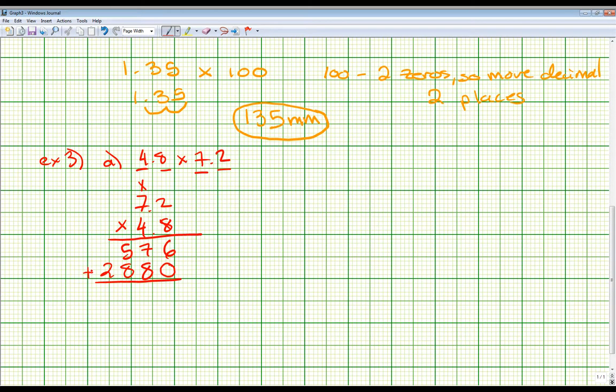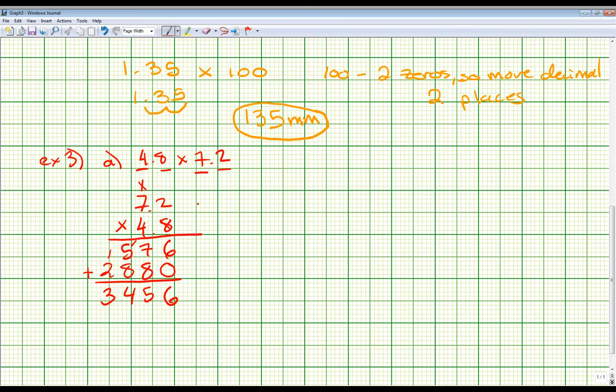Now I'm going to add up my two rows. 6 plus 0 would be 6. 8 plus 7 would be 15, so I'll carry the 1. 8 plus 5 plus 1 would give me 14. 2 plus 1 would give me 3.